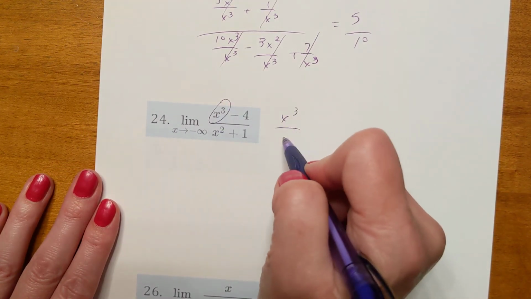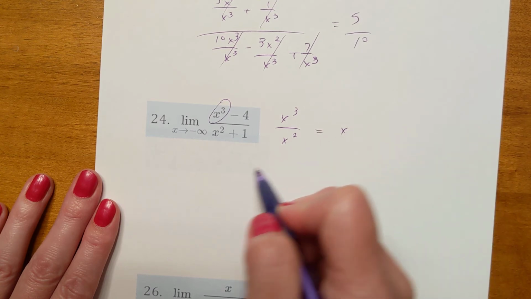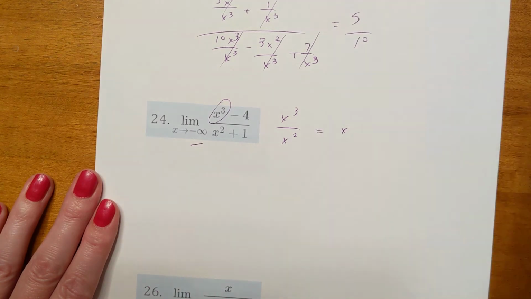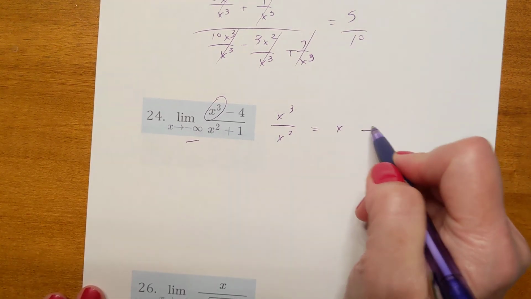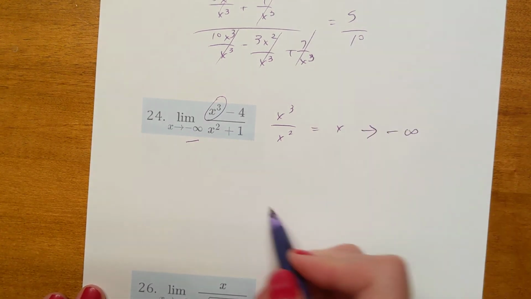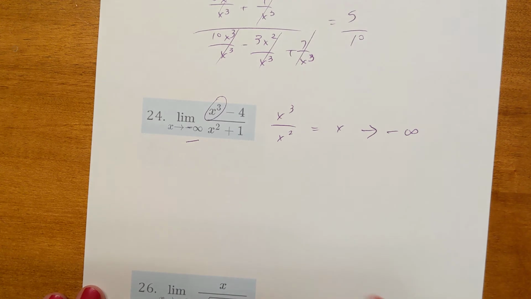So we got x cubed over x squared, or just x. So as it goes to negative infinity on this one, the top was higher. So it's just going to go to negative infinity. It's not approaching a specific number. It's going to negative infinity because that's what we're plugging in.